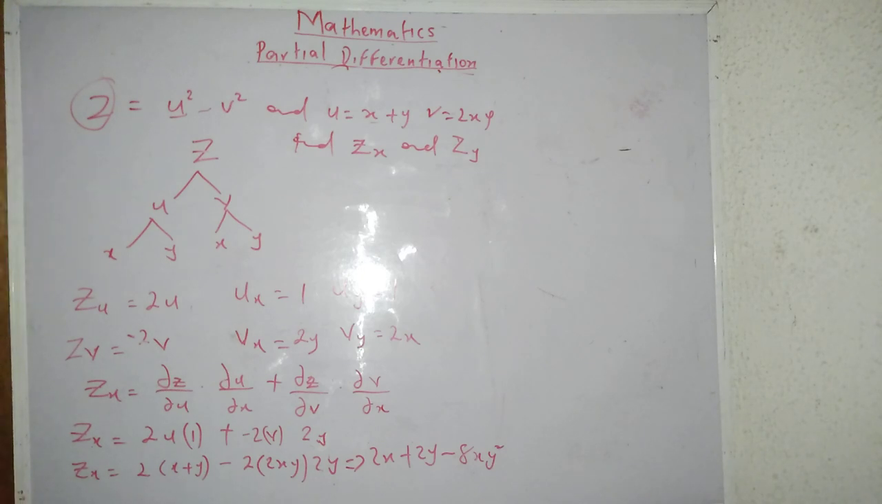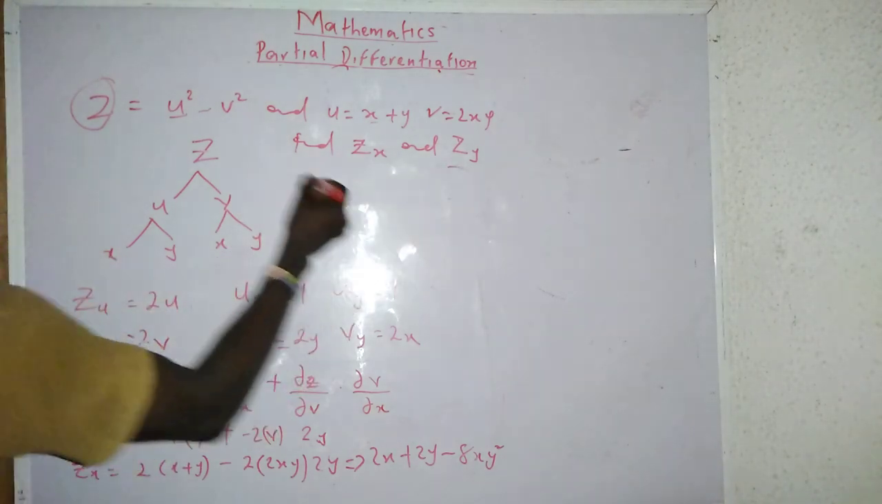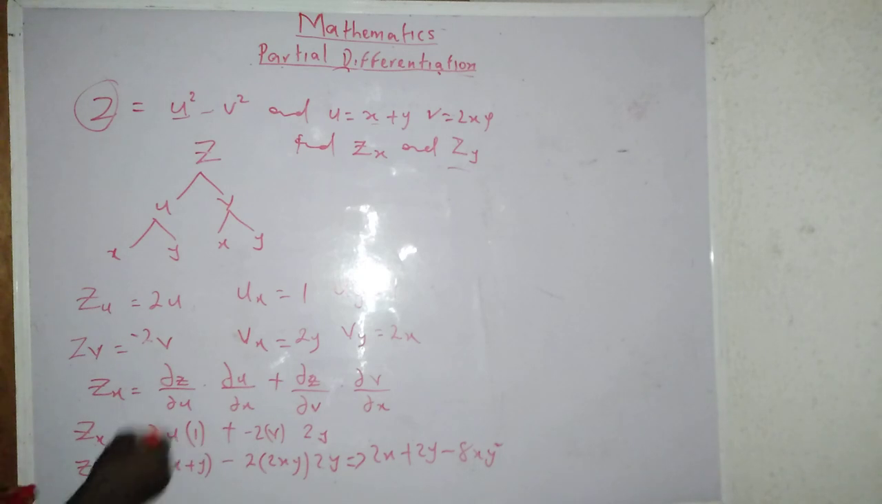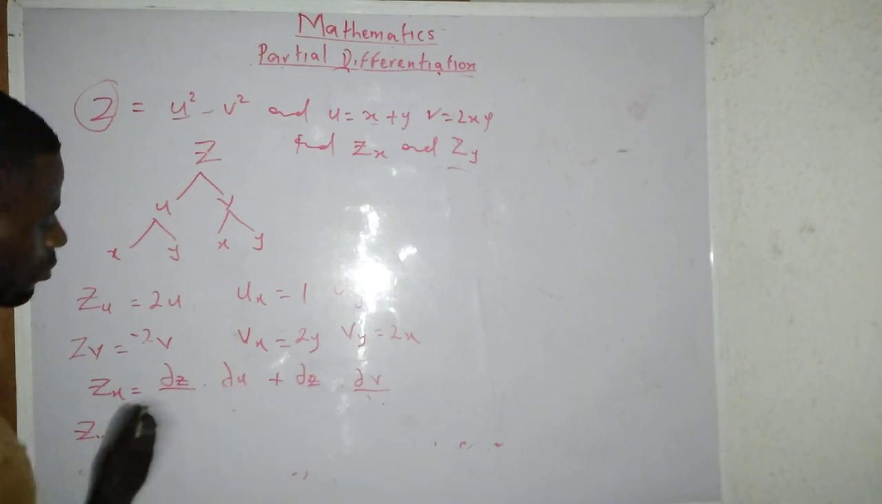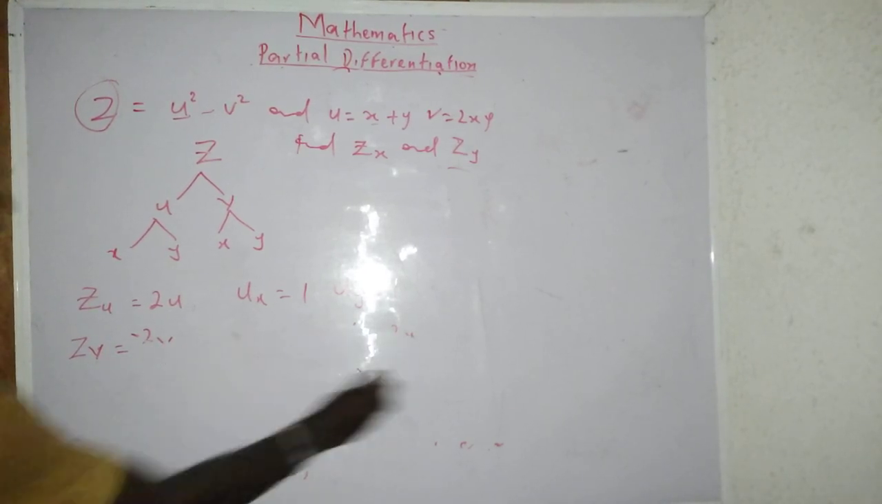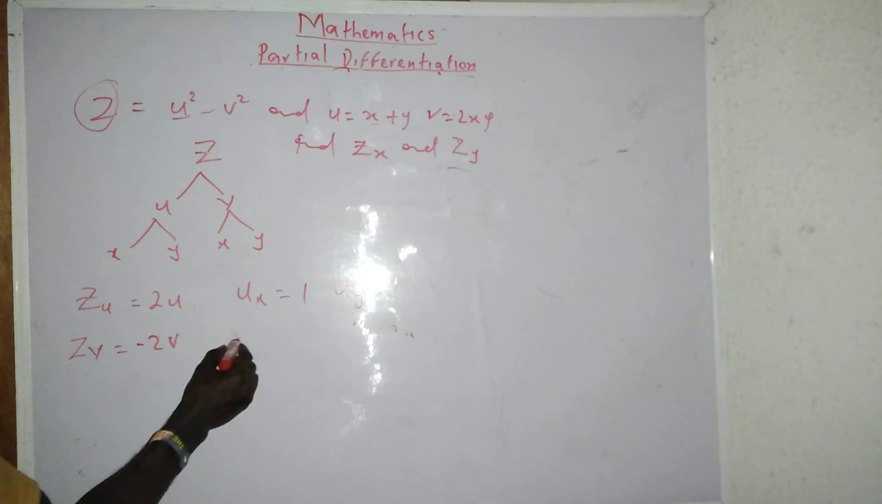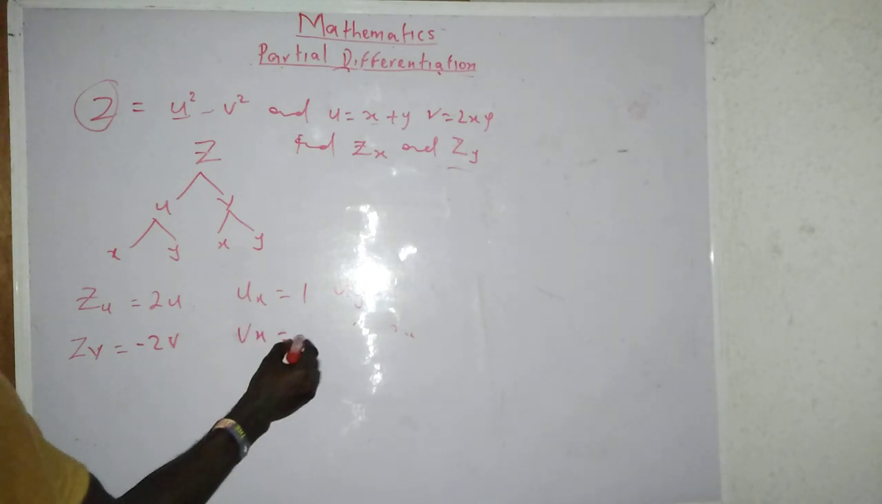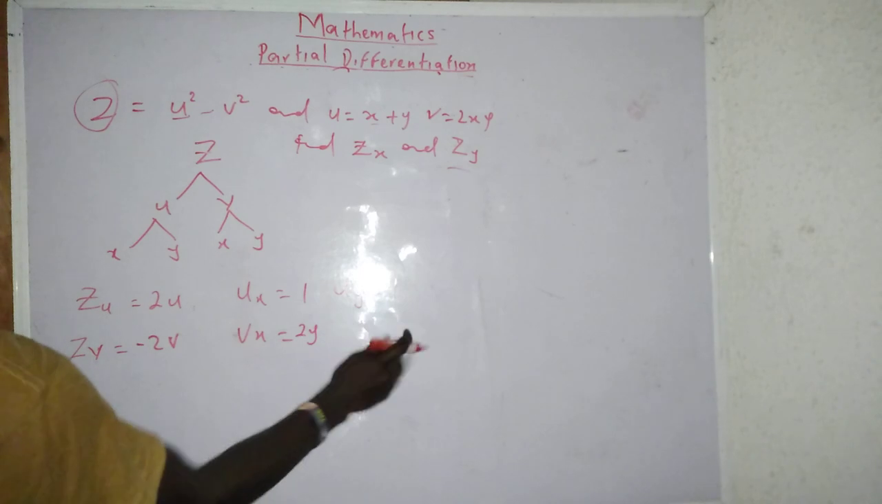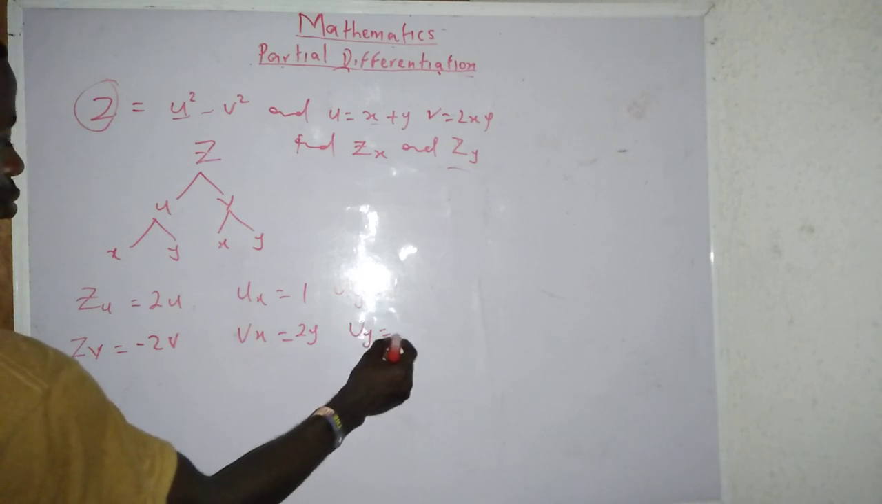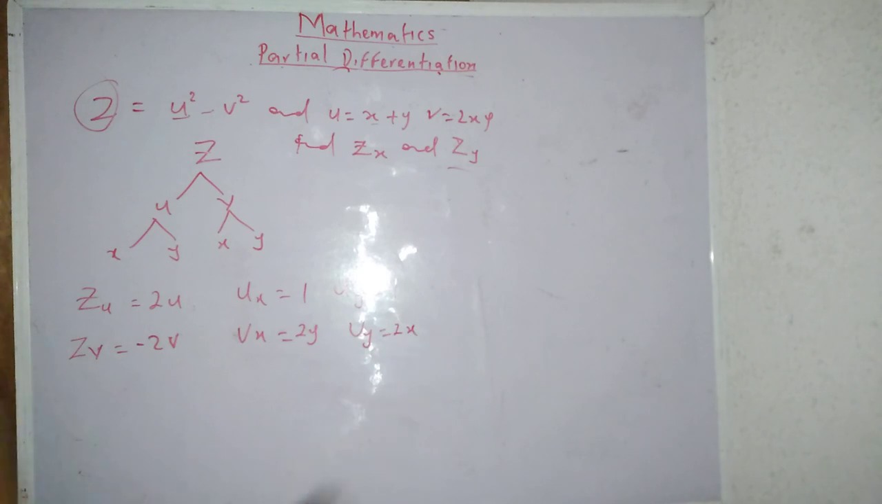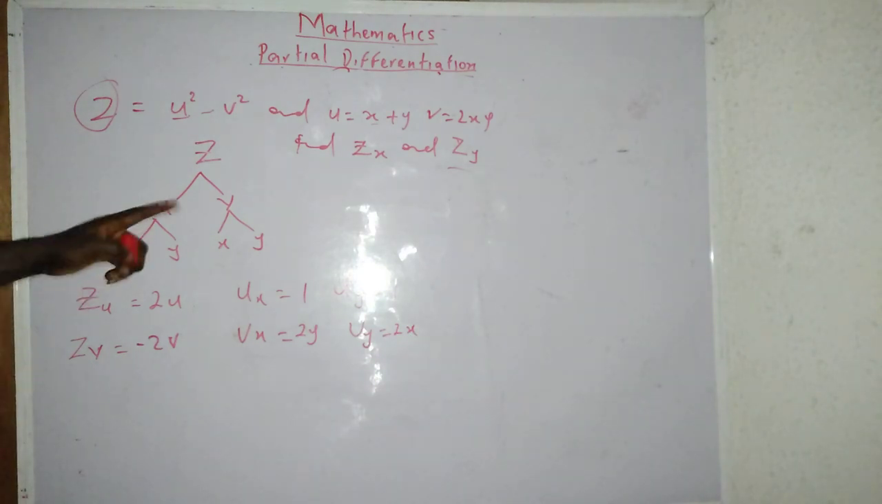Now, if I should get u of z, you can do the same thing for y. u of z will be the same way. At this point, I don't need to stress myself. It should be the same way. I can say minus 2v, and v of x will be 2y, v of y, it will be 2x.